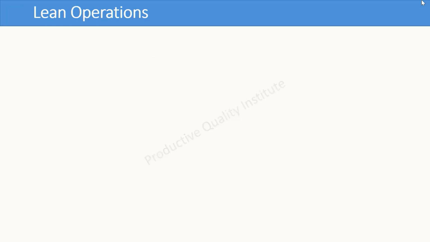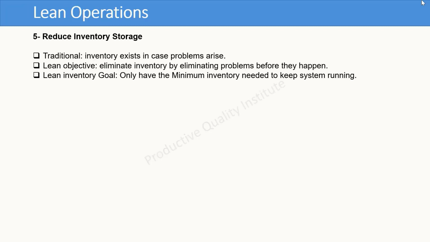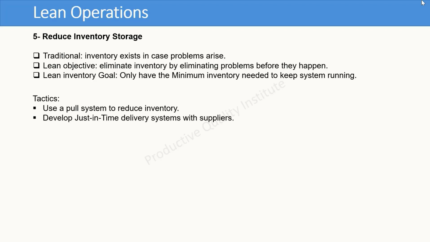The lean objective is to eliminate inventory by eliminating problems before they happen. The main lean inventory goal is to have only the minimum inventory needed to keep the system running. There are several techniques to reduce inventory. Use a pull system. Develop just-in-time delivery systems with suppliers. Deliver directly to point of use, no storage. Use group technology.